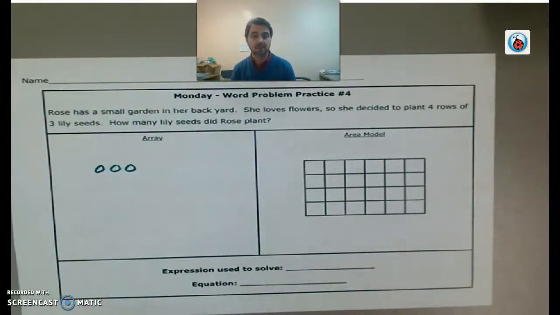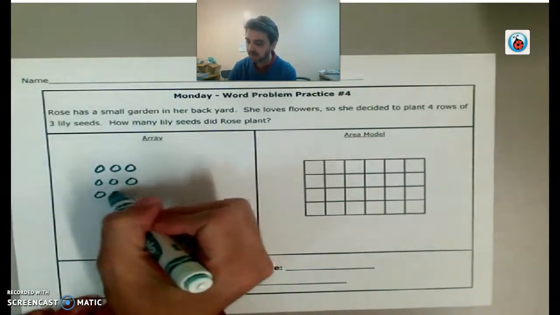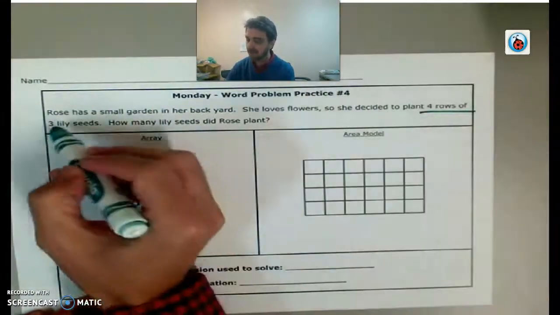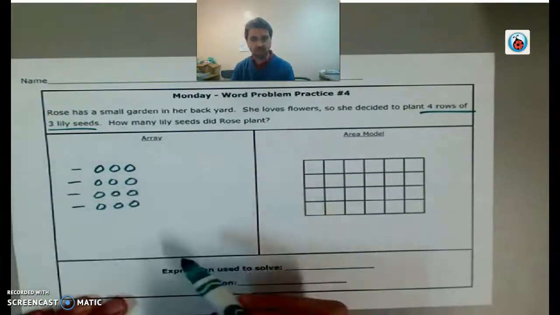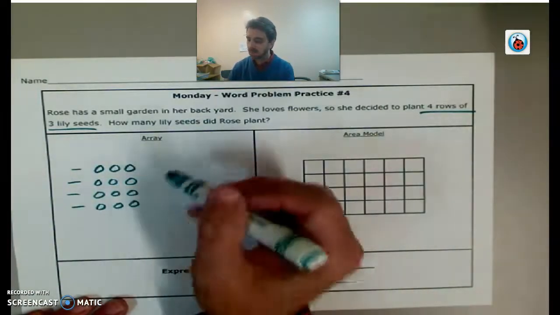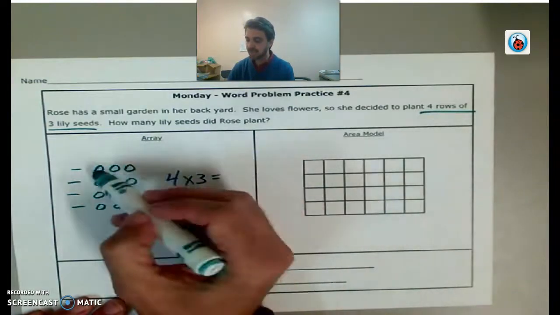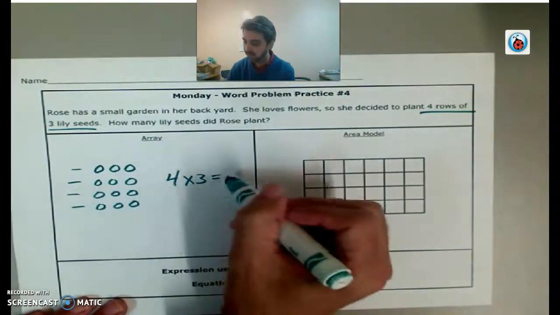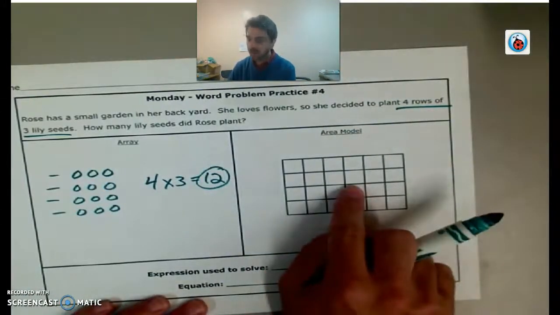All right, so how did that go? So I would think that there's 4 rows, 1, 2, 3 rows of 3, 4 rows of 3, right? 4 rows of 3 lily seeds. There's 1 row, 2 rows, 3 rows, 4 rows. And there's 3 seeds in each row. So 4 rows of 3 seeds gives me, let's see, how many is that? 1, 2, 3, 4, 5, 6, 7, 8, 9, 10, 11, 12. 12.